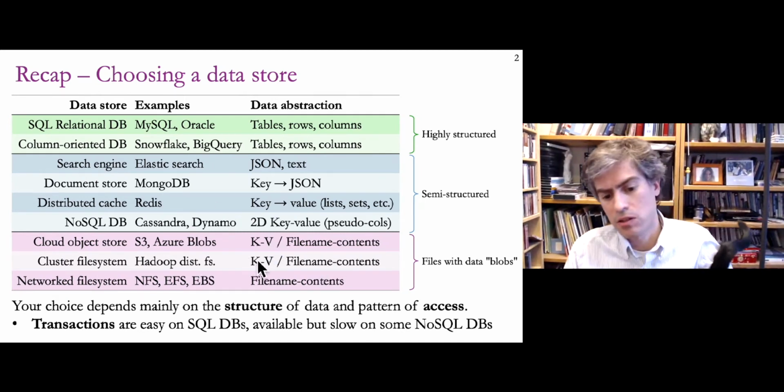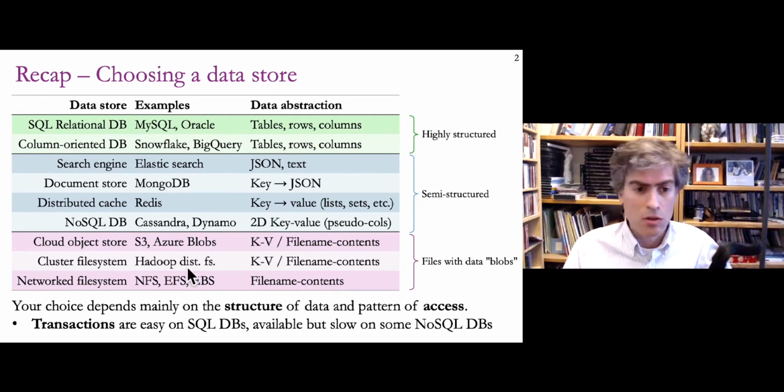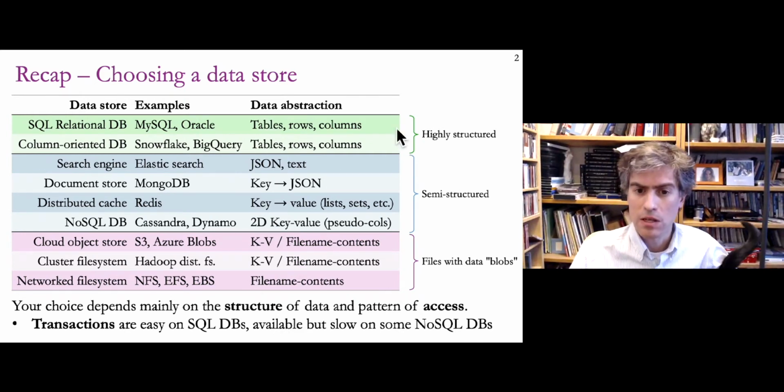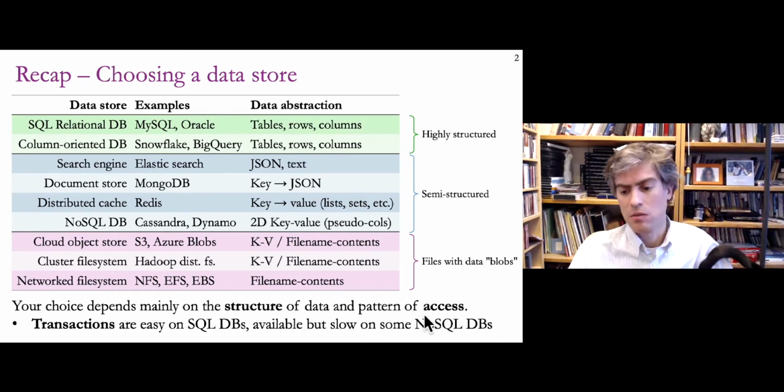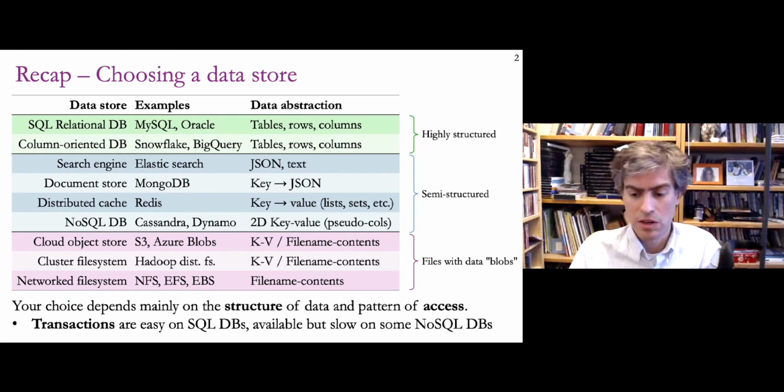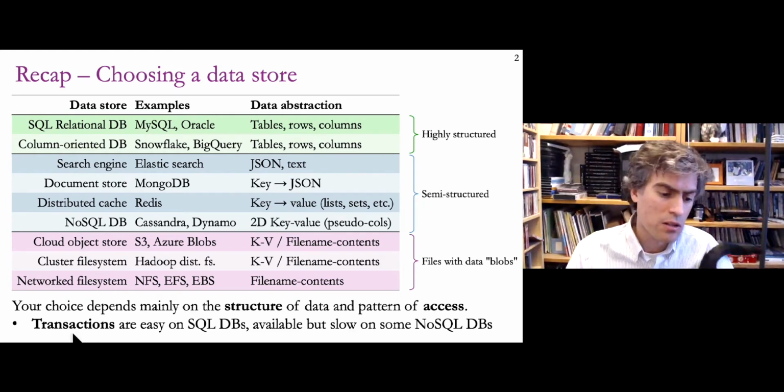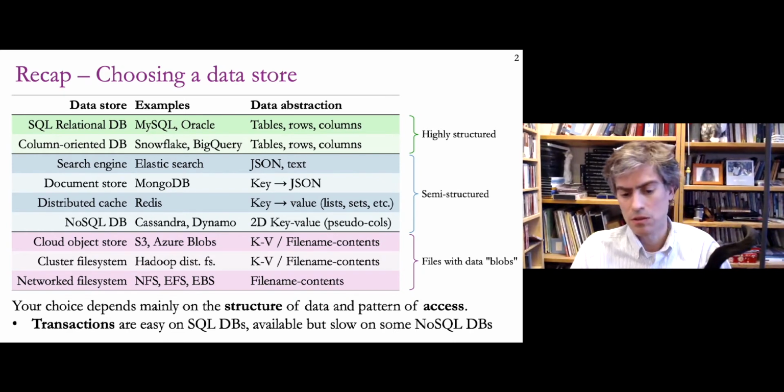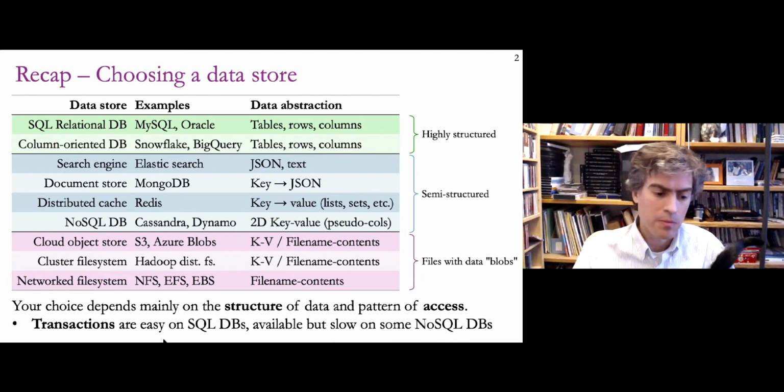The main point of that lecture was to show that your choice of database will depend mainly on the structure of your data. In other words, because all these databases provide different data abstractions for organizing the data, as well as the pattern of access. You know, how scalable does it need to be, the balance between reads and writes, and stuff like that. We also talked a little bit about transactions and why those are difficult to implement on NoSQL databases, although available on some of them.